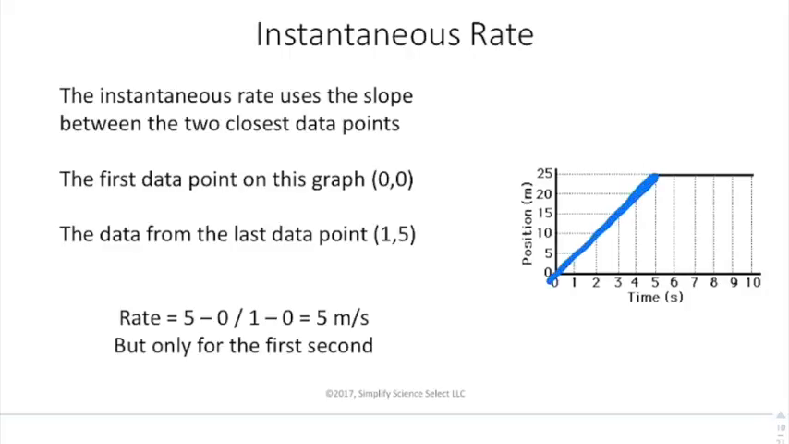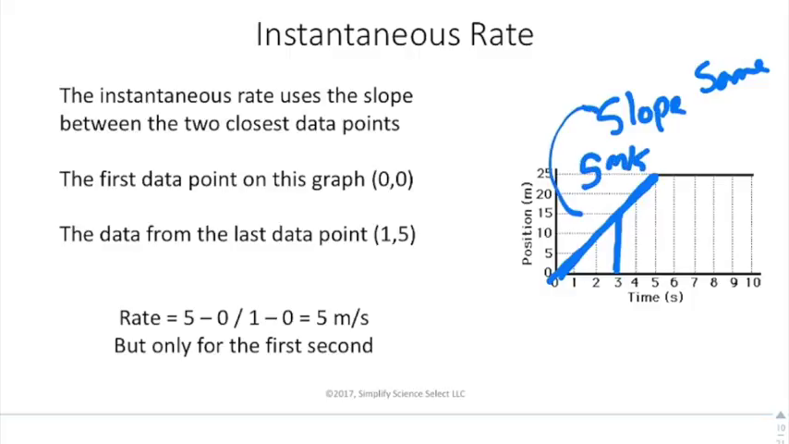If I have a straight line, the slope is the same everywhere. Because the slope is the same everywhere, no matter where I go on that line, the slope is going to be, in this case, 5. So if I want to know instantaneously how fast it's going at 3 seconds, it's 5 meters per second because the slope never changes. The first data point is 0, 0. The last data point is 1, comma 5. Anywhere along that line, the instantaneous rate is going to be 5 meters per second.